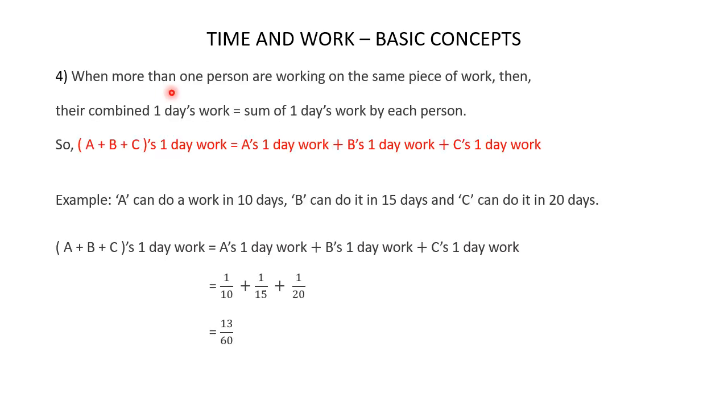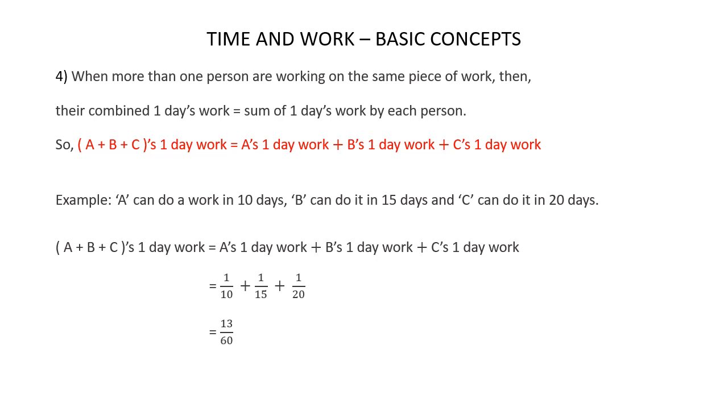When more than one person are working on the same piece of work, then their combined one day's work is equal to sum of one day's work by each person. That is, A plus B plus C's one day work is equal to A's one day work plus B's one day work plus C's one day work. For example, A can do a work in 10 days, B can do it in 15 days, and C can do it in 20 days. Then A plus B plus C's one day work is equal to A's one day work plus B's one day work plus C's one day work.